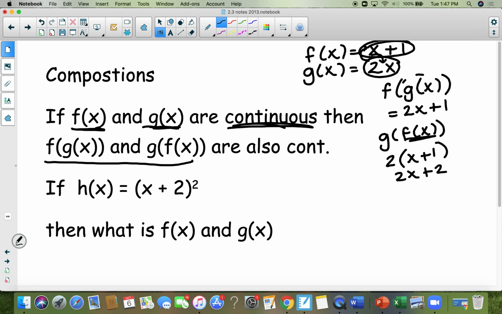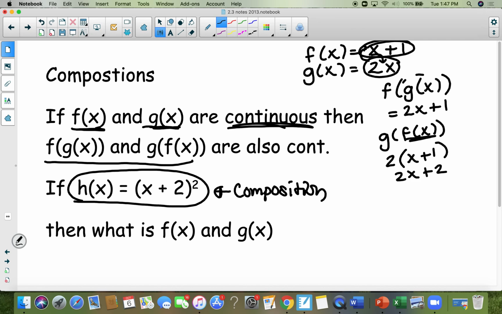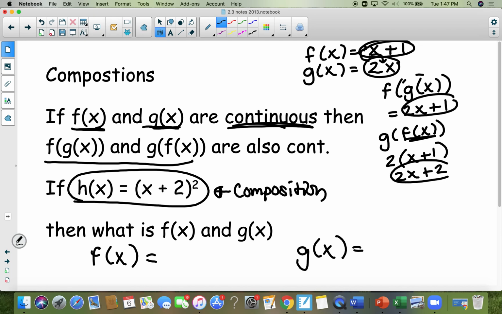So now, you've never done this before. They're giving you h of x. H of x is equal to x plus 2 squared. This is the composition. Then what is f of x and g of x? This is the actual answer. Okay, so this is like either this one or this one. How do you go from there back to there is what you're trying to do, right? You're trying to go backwards.